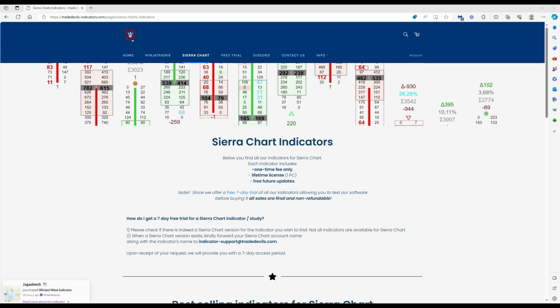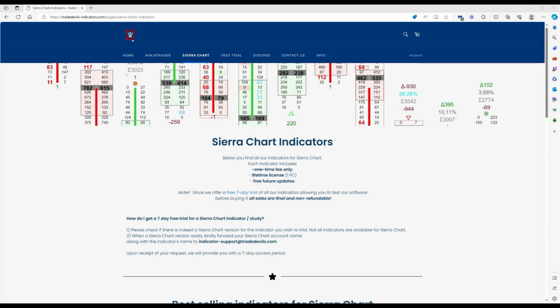Now, before we get into the specific indicators that are now available for Sierra, let me just clarify that we are not moving away from NinjaTrader. Rather, we're simply diversifying our product line to accommodate more traders. We would like to think that this will be of interest to current Sierra users and perhaps enthusiasts of that platform, but it may also appeal to those looking for an alternative to NinjaTrader.